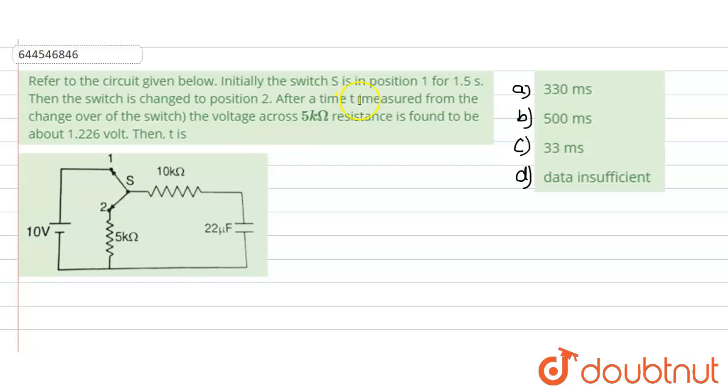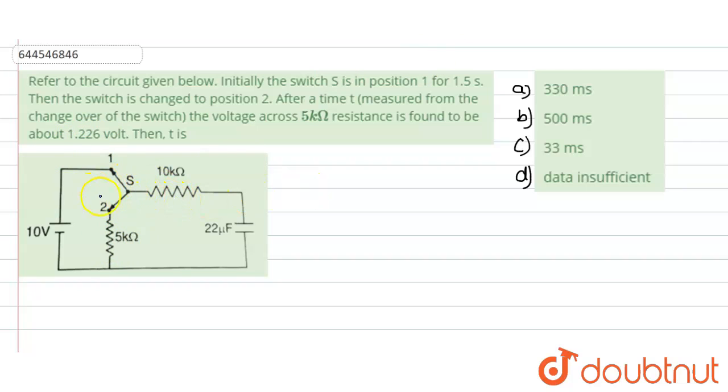Now after a time t measured from the changeover of the switch, the voltage across the 5 kilo ohm resistor is found to be 1.266 volt. That means across this we are finding the potential difference to be equal to 1.226. We need to find the time at which the potential difference across the 5 kilo ohm would be 1.226. First of all we solve for this situation.